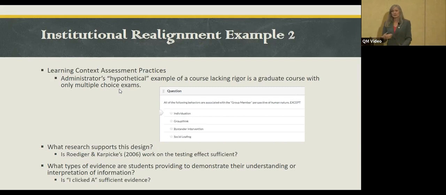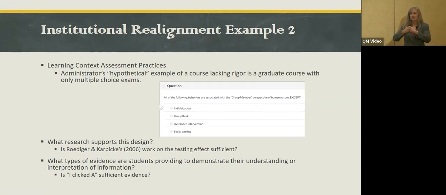If you start it with, this course is not rigorous enough, well, then you're, well, what does that mean? Yes, it is. And I have academic freedom. I can do what I want. And then you're at a gridlock. There's nothing helpful that can come out of starting that conversation.